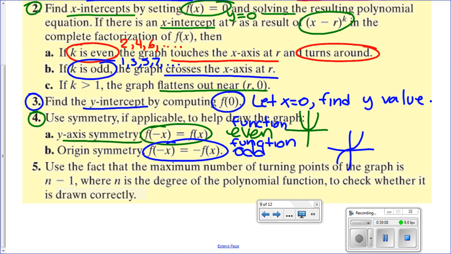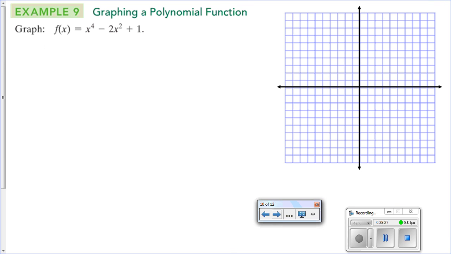Also, it will be helpful if you determine the number of turning points. So remember that will be 1 less than the degree. So if the degree is n, the number of turning points will be n minus 1. Okay, so we are done with this section. What I'm going to ask you to do now is that you graph those functions, okay?